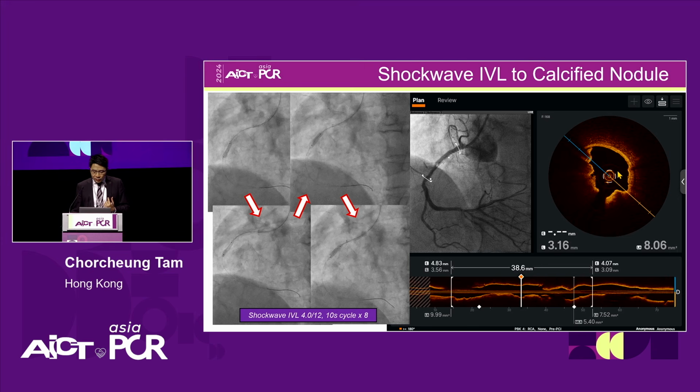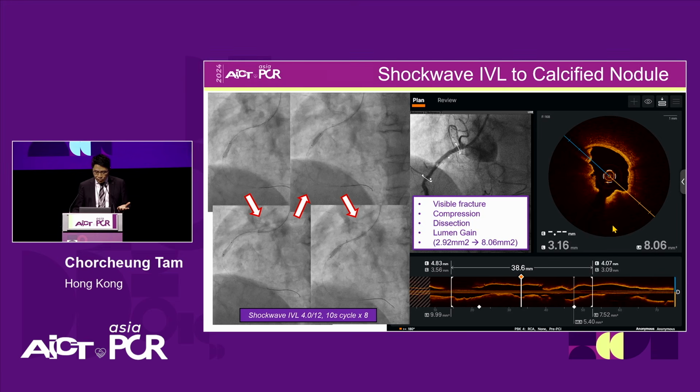And on the OCT, interestingly, you can see what we may be able to see for this calcified nodule. There is some fracture here, and also fracture at the base, that is, in between the nodule and the normal tissue. At the same time, you'll be able to see some compression of the calcified nodule, as opposed to what happened before the IVL. And you can also see the lumen gain, right? Before that, the lumen is just 2.92 millimeters squared, but after the IVL it is 8.06 millimeters squared.